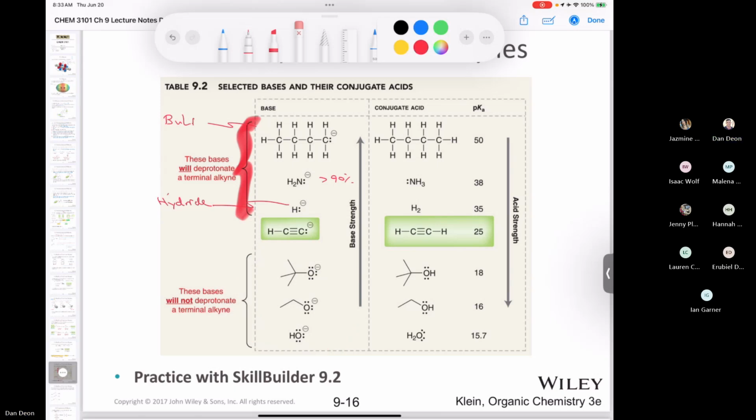So there you go. If you're wondering why we don't use these really strong bases for everything, well, they can be kind of dangerous to work with. They're not that easy to work with, and there's other reasons as well. But butyl lithium is pyrophoric. And if you're not sure what pyrophoric means, it means it ignites in air. So you have to be very careful.